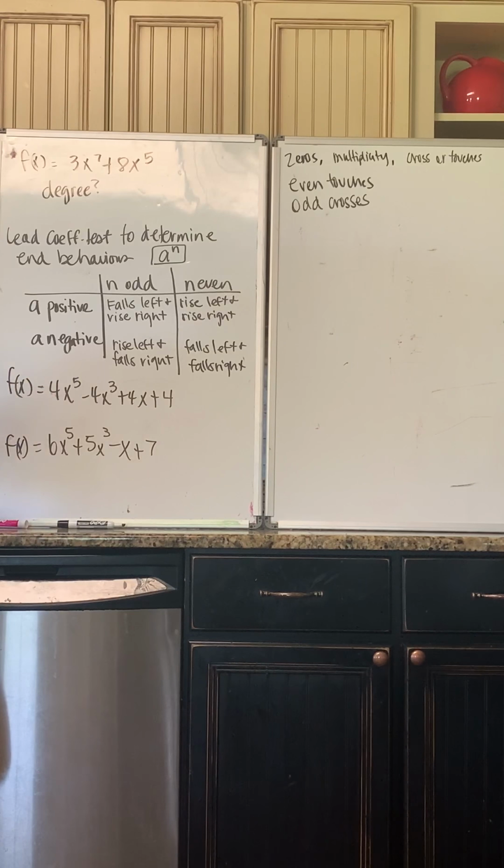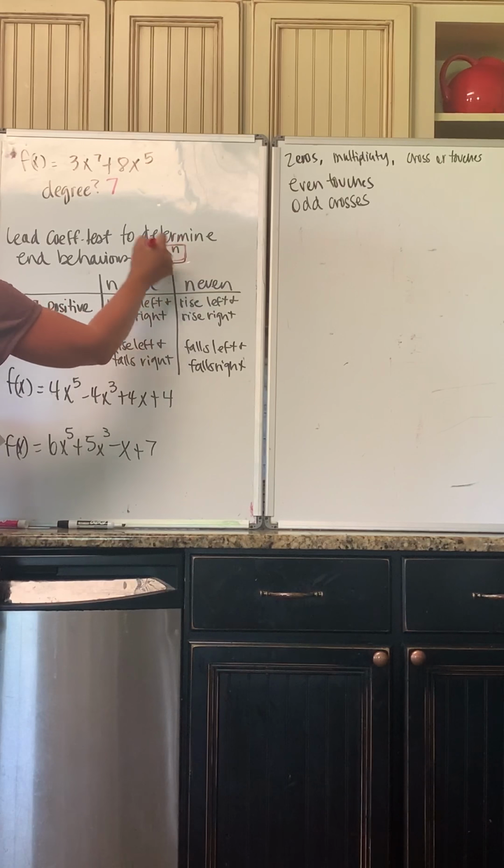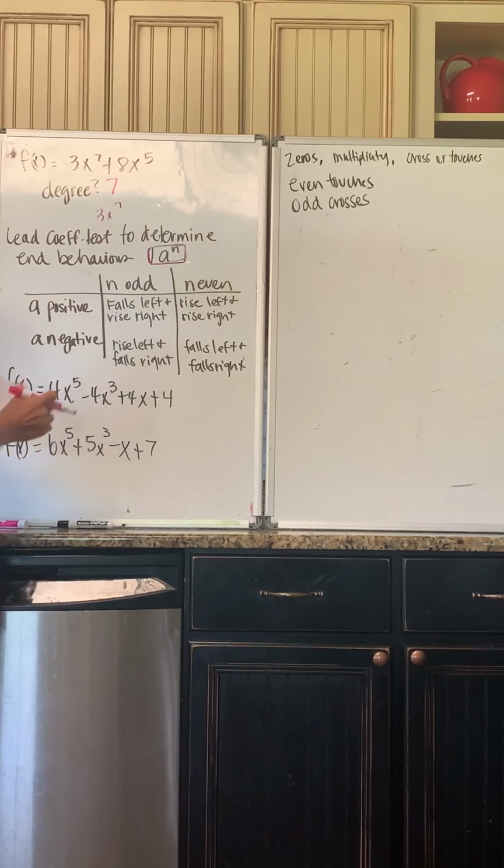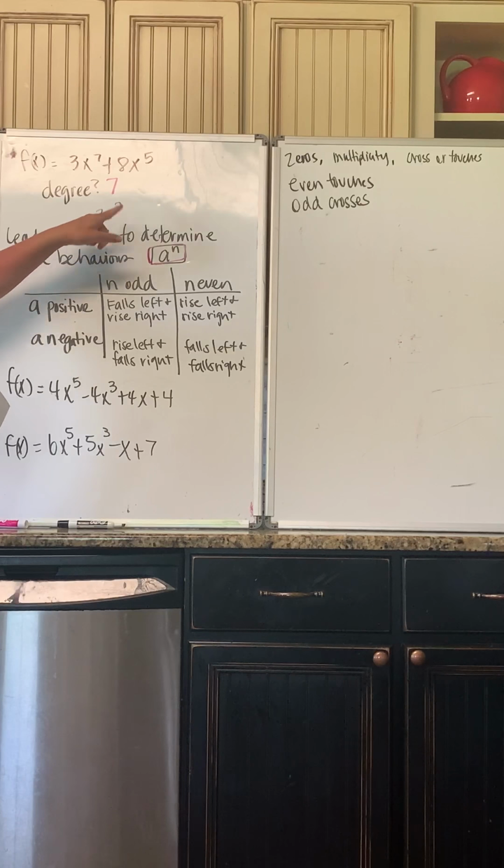Questions. This first one is very simple. If it asks you the degree, it's going to be your highest exponent, which is 7. Now, if it asks you to use the leading coefficient test to determine the end behavior, you need to realize that it's a to the n. So here, 3x to the 7th would be your leading coefficient. This would be a to the n.